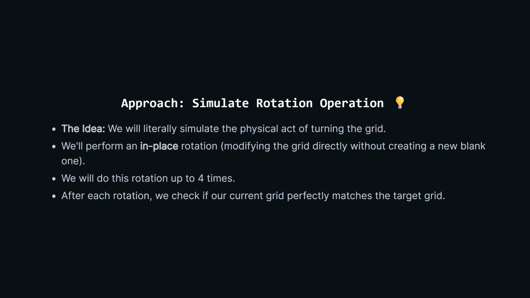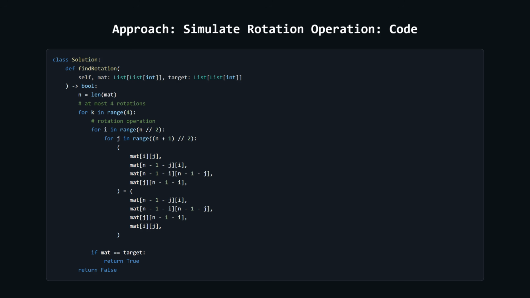So the strategy the editorial gives us is called simulating the rotation. It's exactly what it sounds like. We are going to write code that actually shifts the numbers around to represent a 90-degree turn. To save memory, we'll do this in place, meaning we rearrange the numbers within the existing grid rather than building a brand new one. We'll turn it, check if it matches, turn it again, check if it matches, up to 4 times. Alright, here is the full Python code for this approach.